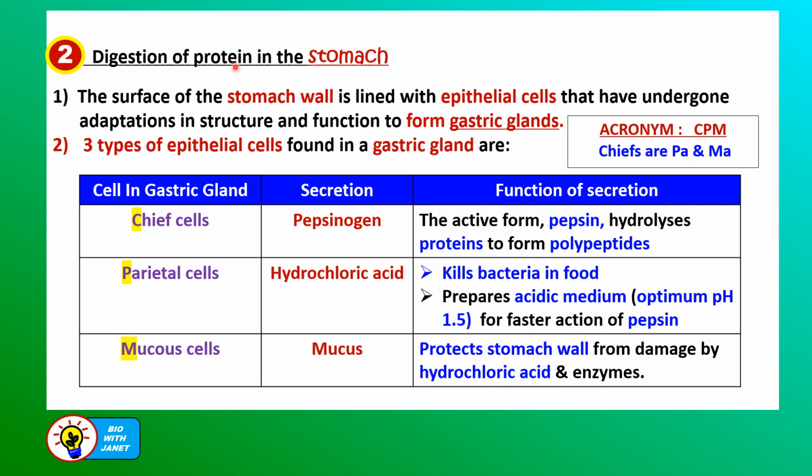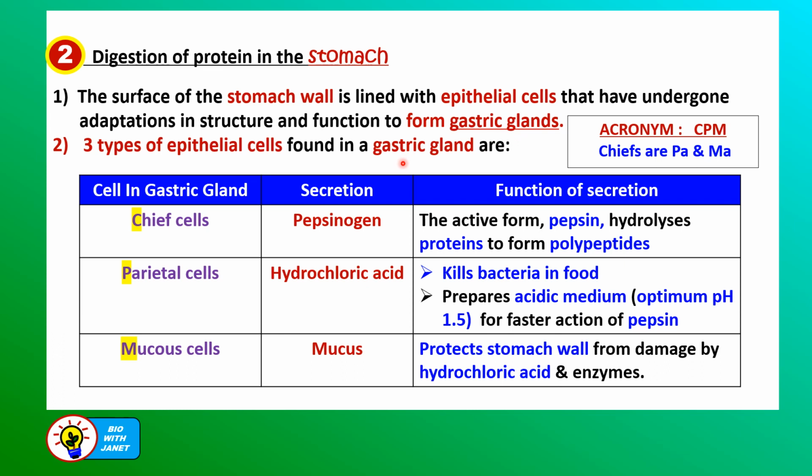Okay, so in the stomach, there's only the digestion of protein, no digestion of starch or lipids. The surface of the stomach wall is lined with epithelial cells that have undergone adaptations in structure and function, and they form the gastric glands. So we'll take a look at the gastric glands in the next slide.